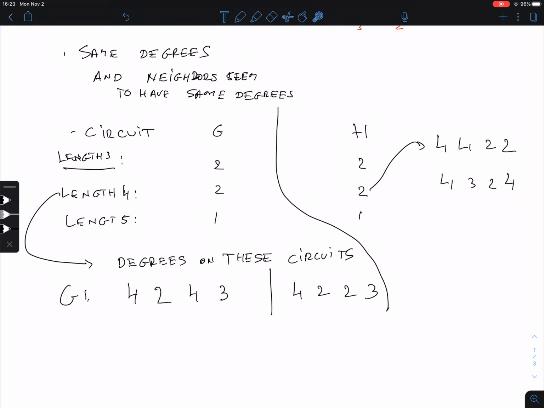Because simple circuits of a certain length are graph invariants, they have to be sent to a simple circuit of the same length. This simple circuit has to be sent either to this or that, but it's impossible because these both contain degree 4 and this doesn't. And so that's how we tell them apart. It's subtle, I agree, but this is a way of telling them apart.